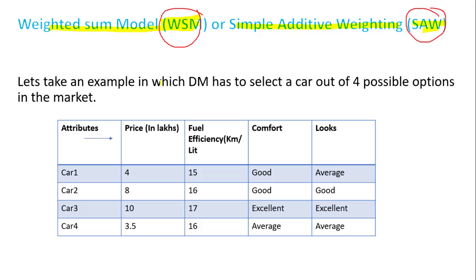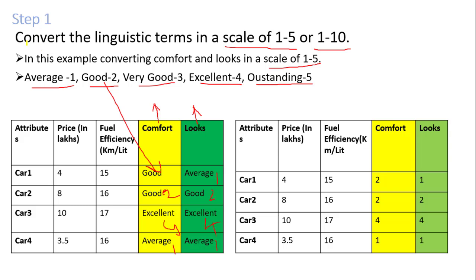We will learn this method with the help of one example in which the decision maker has to select a car out of 4 possible options and 4 different attributes. Step number 1 is to convert the linguistic terms into a scale of 1 to 5 or 1 to 10. Here comfort and looks are given in linguistic terms, like good, good, excellent, average. I have taken the scale of 1 to 5. That scale will be decided by the decision maker only.